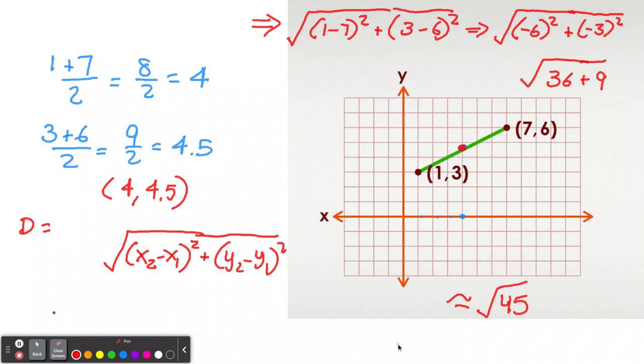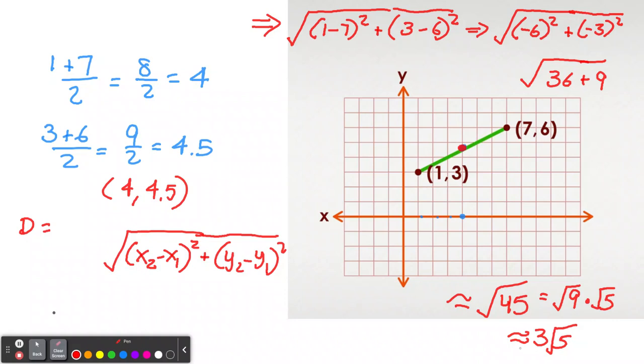Now, you could break down the square root of 45. You might recall, the square root of 45 is the square root of 9 times the square root of 5, and the square root of 9 is 3. So the answer will be 3 square root of 5. And you should know how to do that. And in case you don't, I have some videos on that.